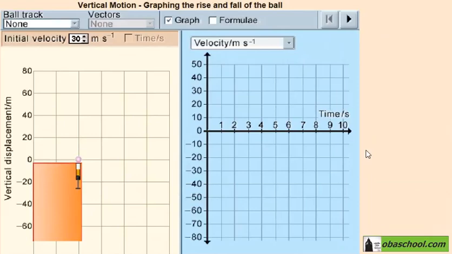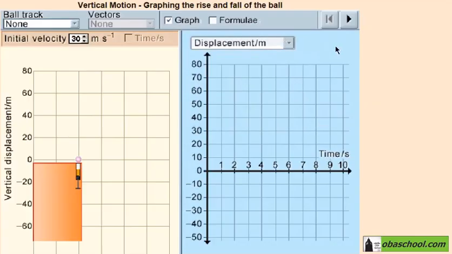Hello! Here you're going to look at the graphs for the motion of a ball projected vertically upwards. Let's select displacement from the menu above the graph. And let's click play and watch the ball rise and fall.